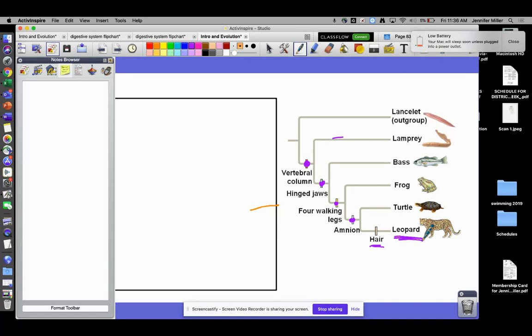If I did something else here, I could put a human here because we also have hair. So we must have a common ancestor here that had hair at some point that gave us both hair. But turtle doesn't have hair, so we know that we are more closely related to the leopard than the turtle is, because we both have hair and an amniotic sac and four walking legs and a hinged jaw and vertebral column. Okay, so that's how we read phylogenetic trees, or phylogeny.